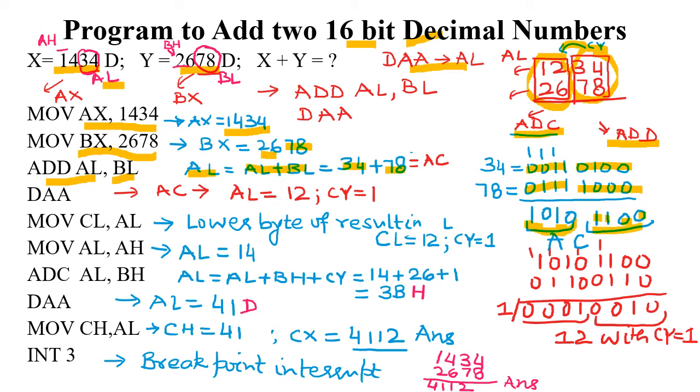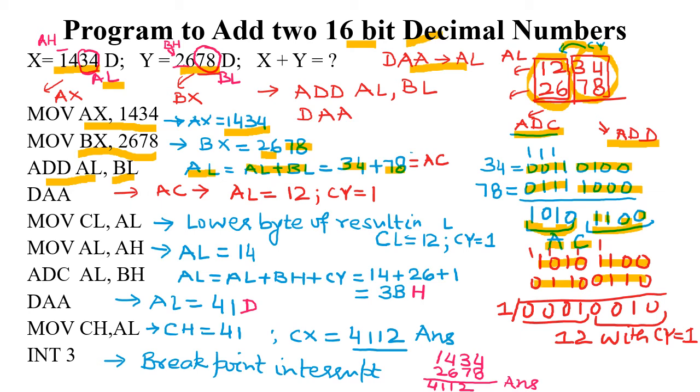Now you can see here both the nibbles, the lower nibble is between A to F and the upper nibble is also between A to F. So we have to add 6 to both the nibbles. C means 1100 and A means 1010. Add 6 to 1100 and add 6 to 1010.